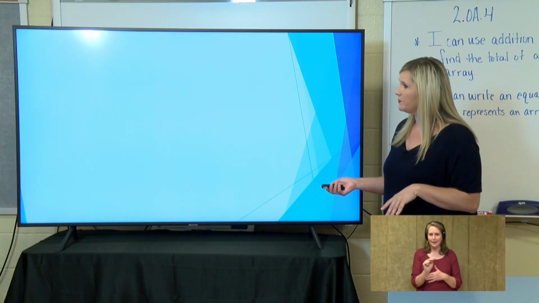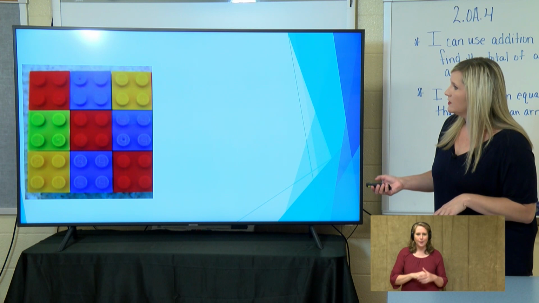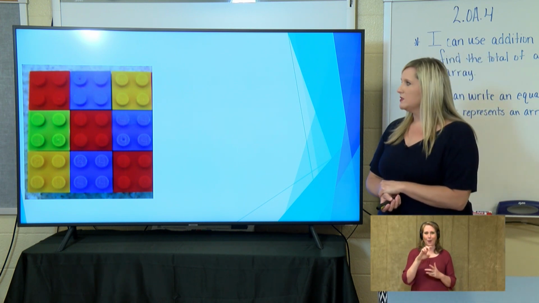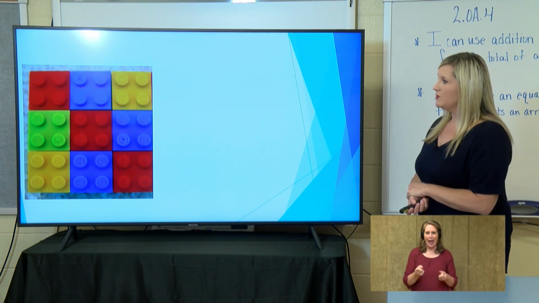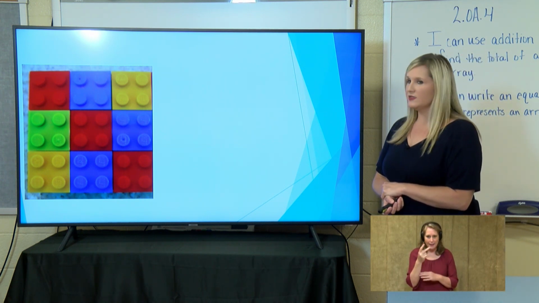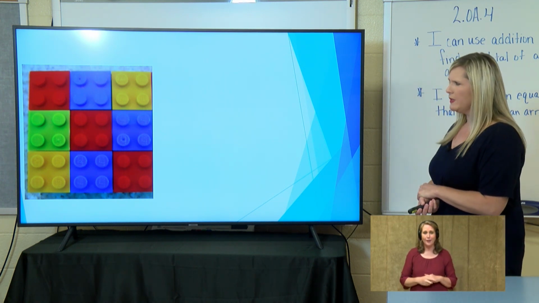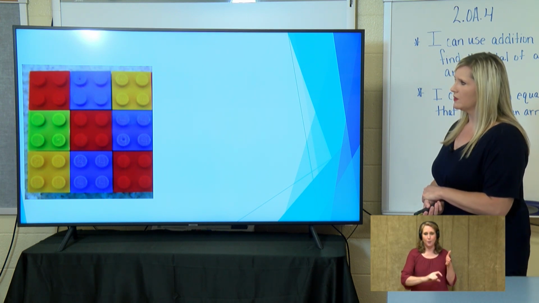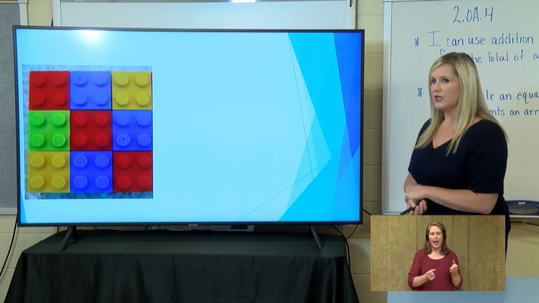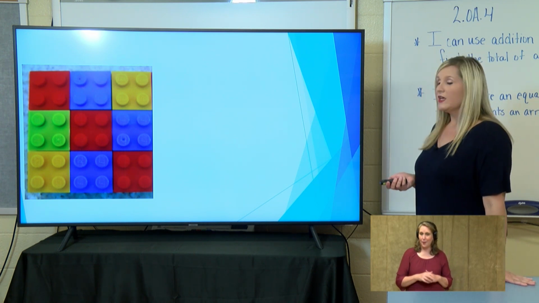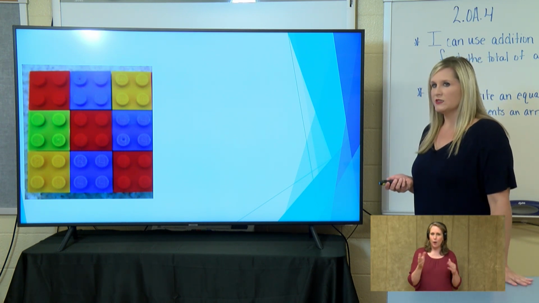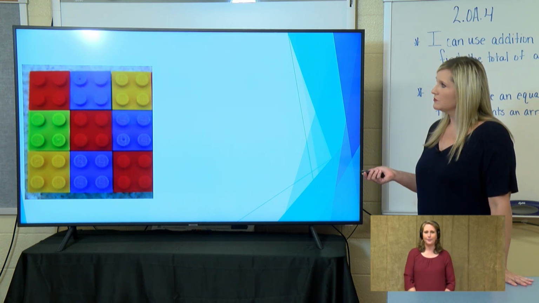All right, here's another picture for you. Oh, these are Legos. I know some of you probably like to build with Legos. How many Legos do you see in this array? How many rows are there? And how many are in each row? All right, good. Write your repeated addition sentence.